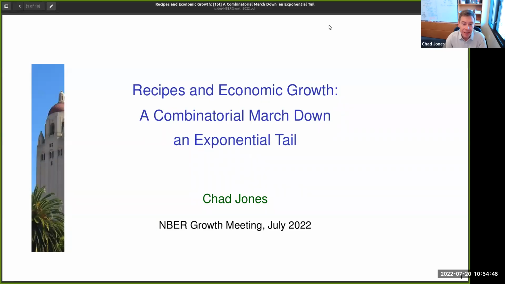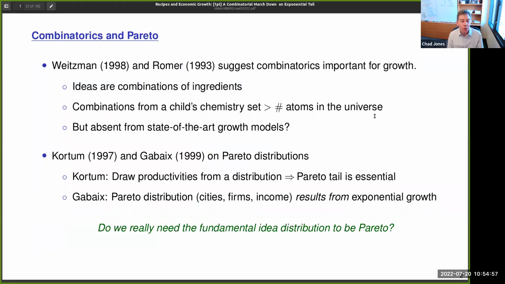Hi, this is a presentation of my paper Recipes in Economic Growth, a Combinatorial March Down an Exponential Tail, based on a presentation I did last week at the NBER Summer Institute. So this paper builds on two strands of the growth literature.